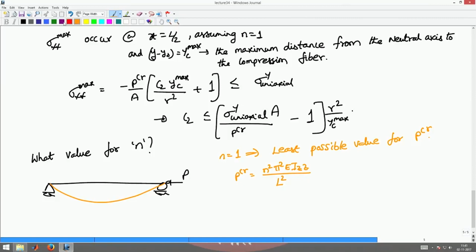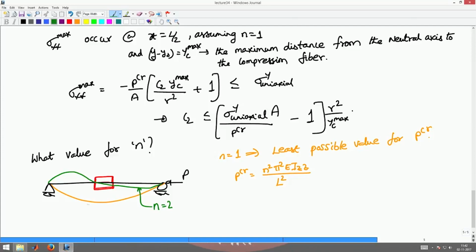However, if I were to strengthen this structure at midspan by putting some extra rigid supports, or I stiffen the member by providing extra plates at the midspan, this deformation is not possible, and what should happen now is it should deform into something like this, which happens when n equal to 2. So, for this case n would be 2. If I were to put additional stiffeners at L by 4, L by 2 and 3 L by 4, then higher modes of buckling will occur.